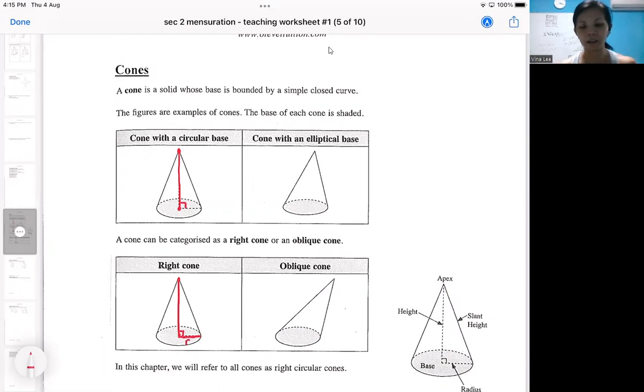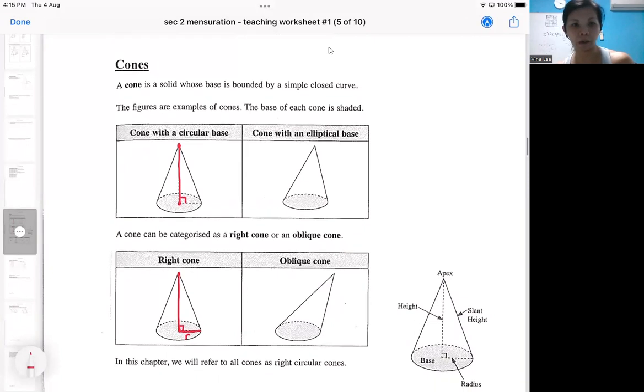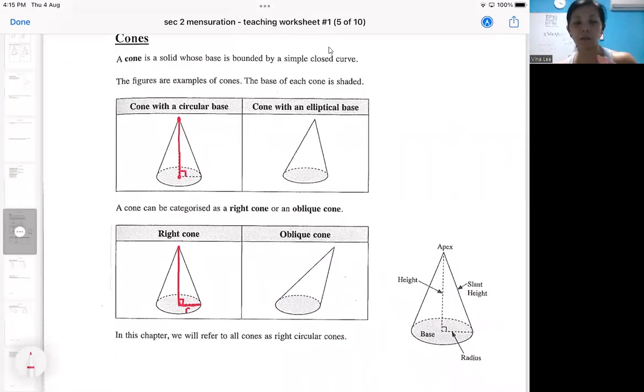Then there'll be this kind of oblique cone. Oblique cone is the slanted cone. We are not going to be so concerned about oblique cone. We will be concerned about the right circular cone.